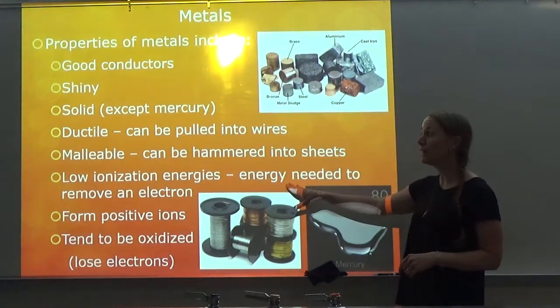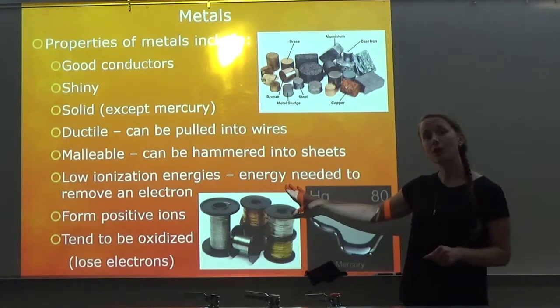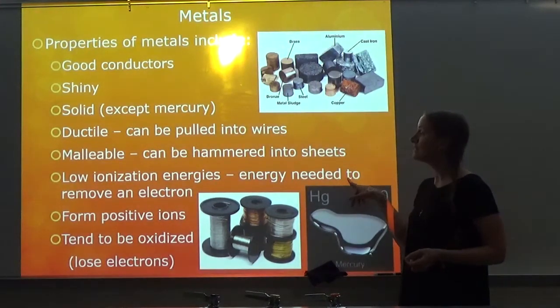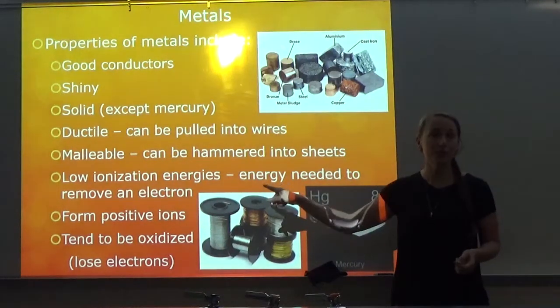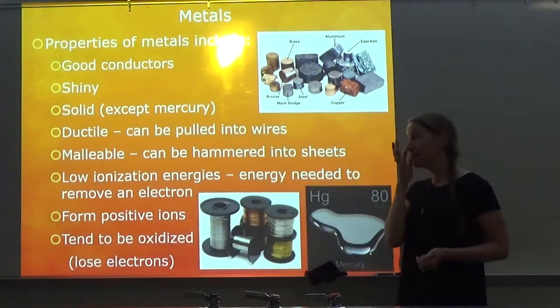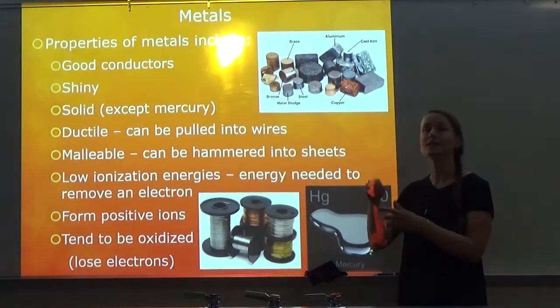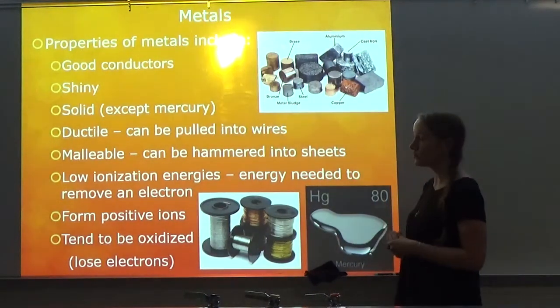They tend to have low ionization energies. We'll talk more about ionization energy in section 6.3, but for now all you need to know is that's the energy needed to remove an electron, which makes sense because metals don't have very many valence electrons, so it's easy to take them away to make them more stable.